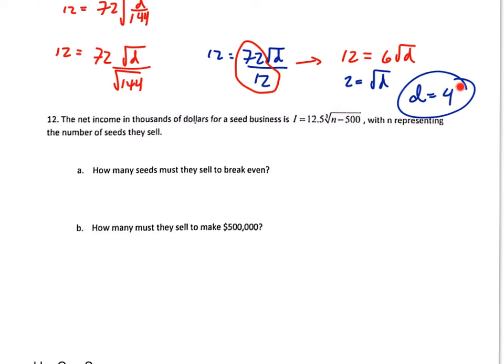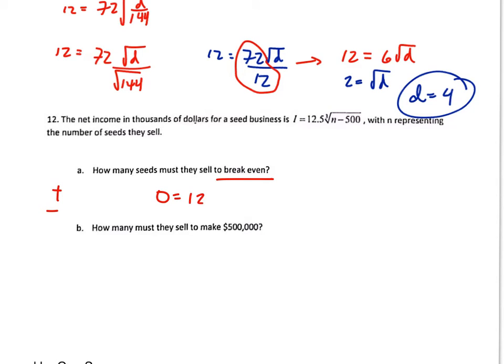We can always check these answers by plugging them back into our original equation as well. But number 12, net income in thousands of dollars for a seed business is I, so my net income is I, equals this equation here, with n representing the number of seeds. So for A it says how many seeds must they sell to break even. Well, if you think about it, if you have a business, a profit would be if you have positive dollars, and negative would be if you have negative dollars. So breaking even, our equation is going to have to be equal to 0.